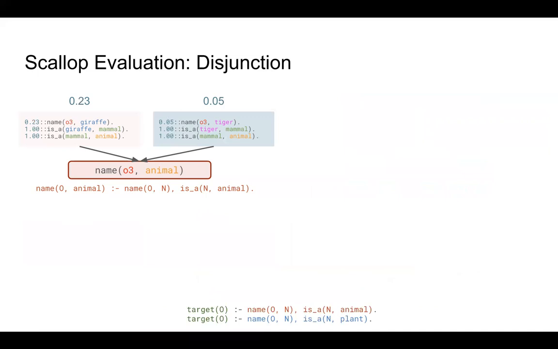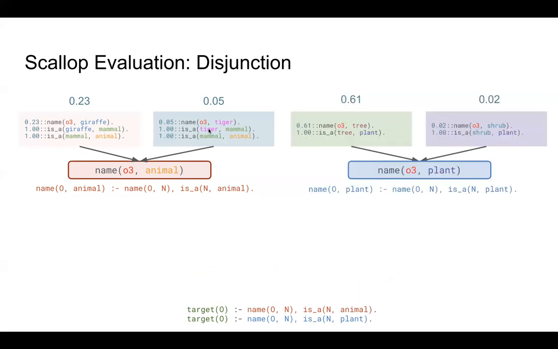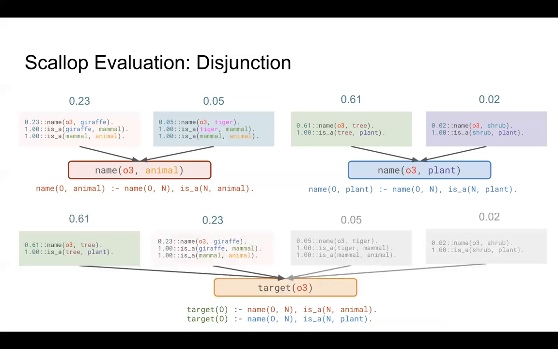Disjunction is similar. I'm going to use a different example here, which you see at the bottom. In this case, let us say I have these two proof trees, one of which says that O3 is a giraffe, and another which says O3 is a tiger. And here, let us say there are two more proof trees which say O3 is a tree and O3 is a shrub. Right? And remember, we have a disjunction here. We are interested in all objects that are named animal or plant. Okay. And then disjunction here simply involves taking the ones which have the highest probability. So we have the ones, let's say, with 0.61 and 0.23 if K was 2 in this case.